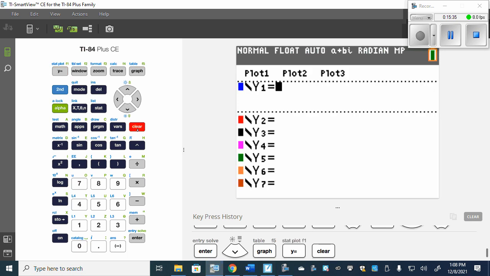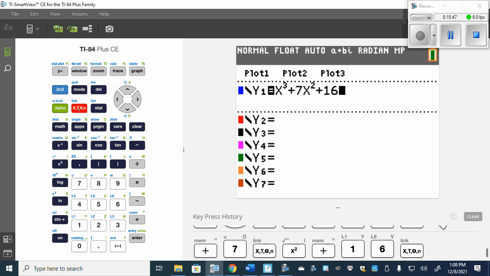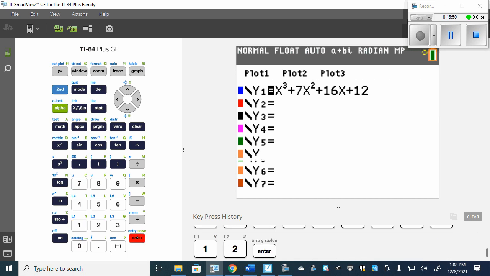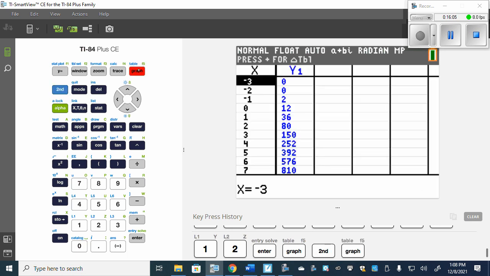So when you say y equals, we can clear this out. X to the third plus 7x squared plus 16x plus 12. And if we graph it, so we do get 2 points. If we go second graph, we can see here at -3, the y value is 0, and at -2, the y value is 0. So it did give us 2, possibly 3, because if one of these repeated, then we would have the third.